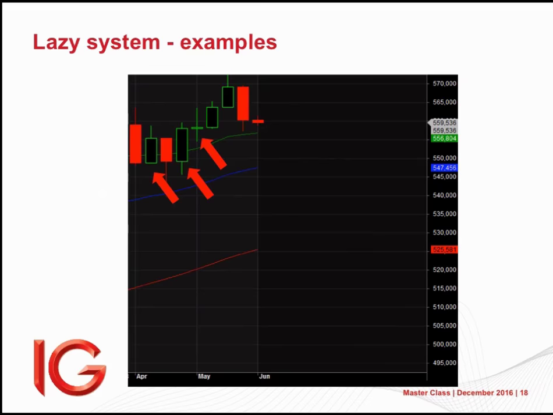Here's another example. So first green candle, trigger, second red, canceled the trigger because it went back below the 15. Then we get another green candle, and then that confirmation going forward.